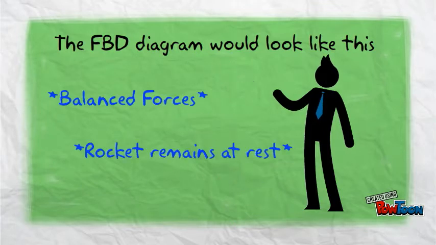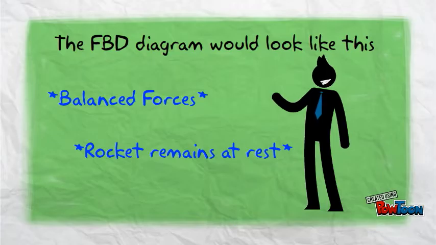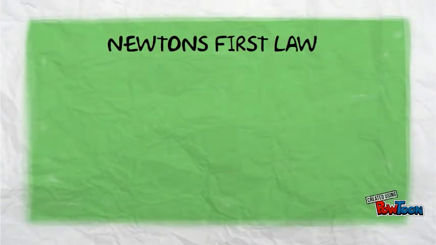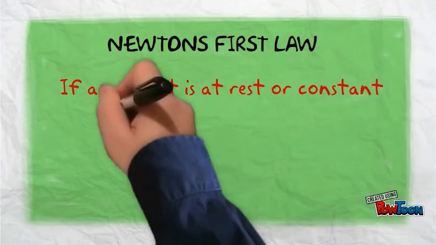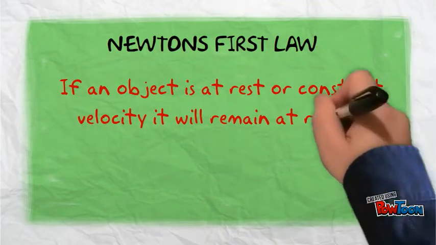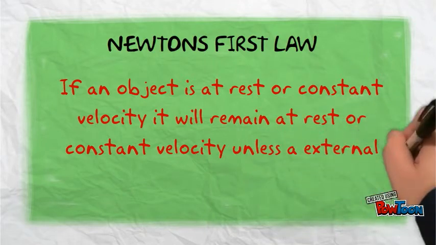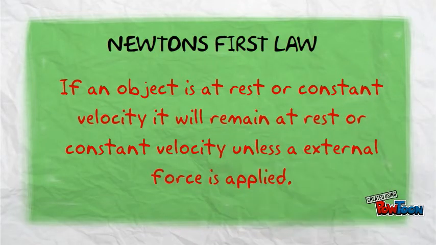This means that there is a balanced force, and the rocket remains at rest. This relates to Newton's first law, which states if an object is at rest or at constant velocity, it will remain at rest or constant velocity unless an external force is applied. Since there is no external force applied to the rocket, it remains at rest.